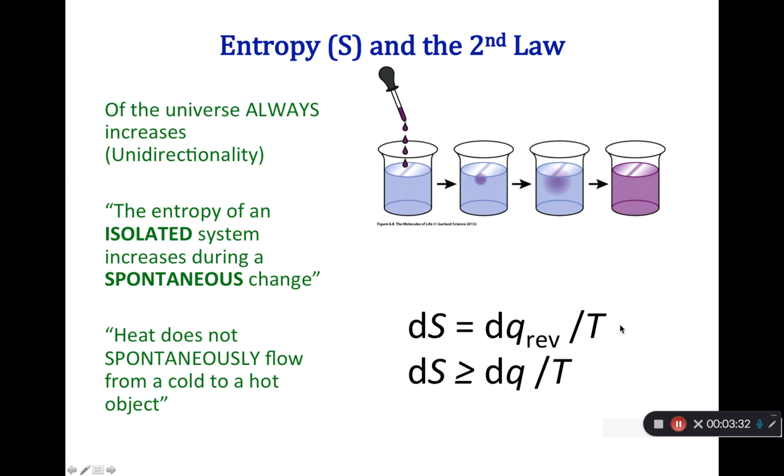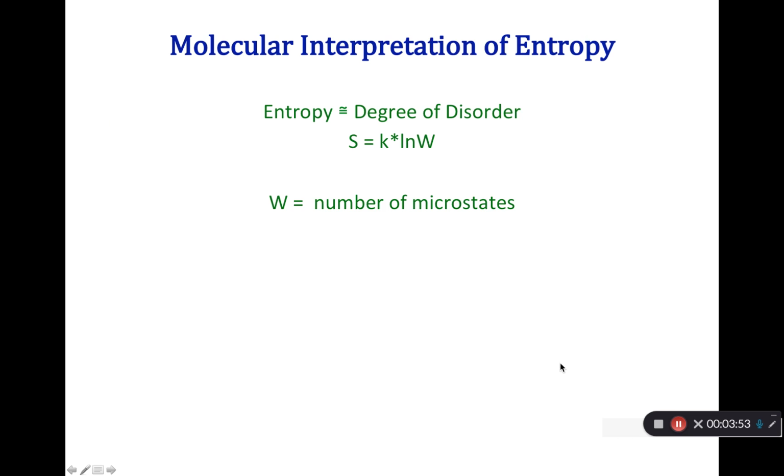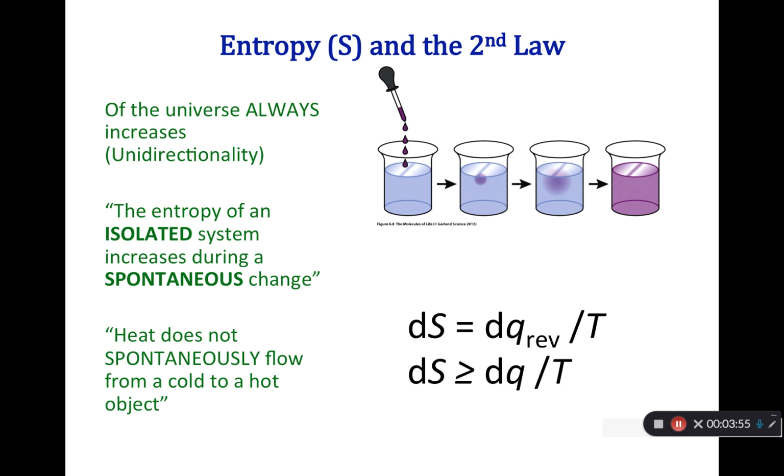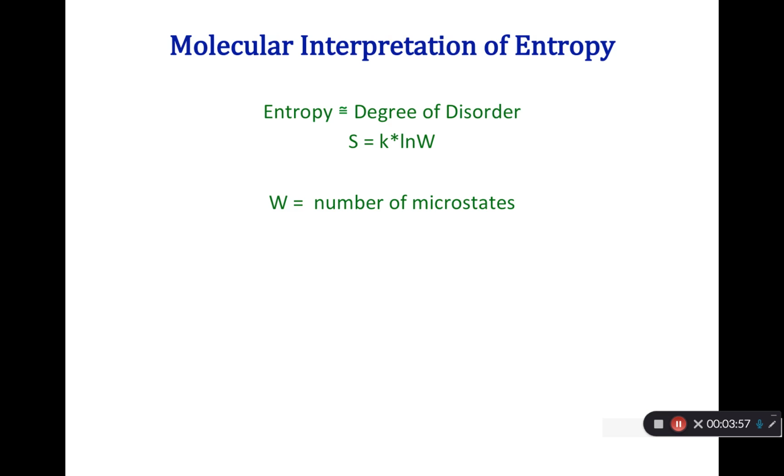The mathematical expression of the second law is on the right hand bottom of the slide. It says that the differential change in entropy is equal to the reversible heat divided by the temperature, or that the differential change is greater than or equal to the differential heat transfer divided by the temperature. We will come back to these equations in a couple of slides.